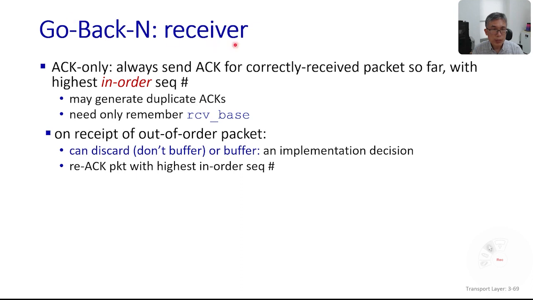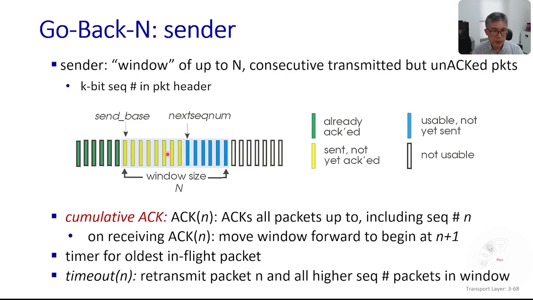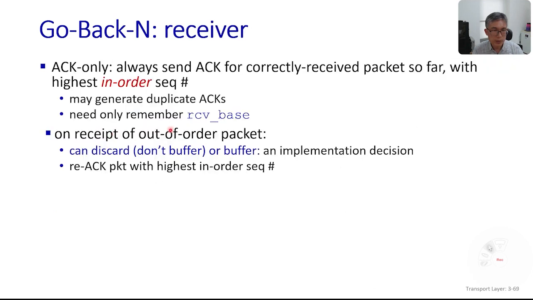So now Go-Back-N at the receiver, previously the sender, right? The receiver always sends an acknowledgment for the correctly received packet so far with the highest in-order sequence number. It may generate duplicate ACKs, okay? In that case, it needs only to remember the previously received one, like the sender base, right? On receipt of an out-of-order packet, discard or buffer it, up to the implementation decision. Usually just discard, so re-acknowledge the packet with the highest in-order received packet, okay?